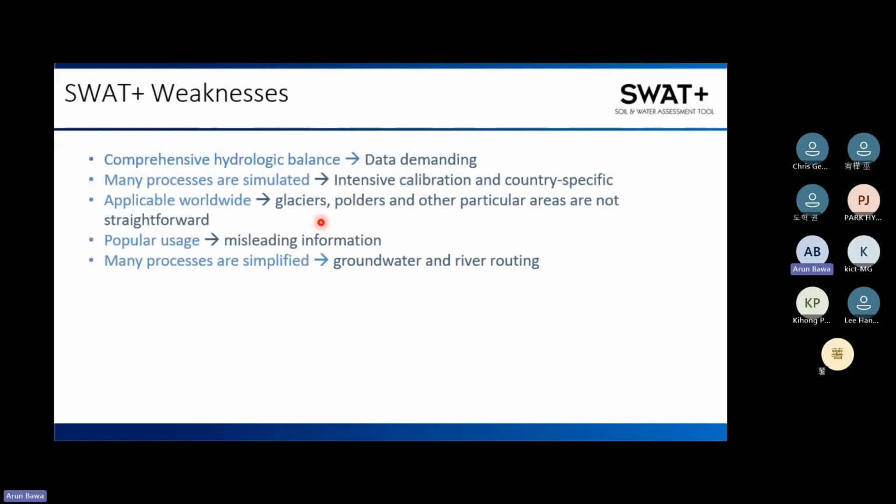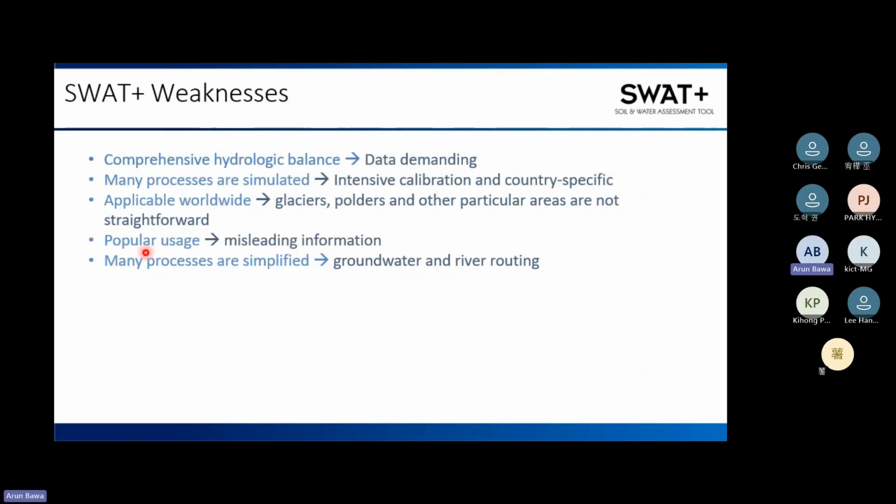Many of the processes we have already incorporated in the SWAT model, but some of the processes are not that simple. Like if you want to simulate the glaciers or others, those are very complicated methods. They are there, but if you need them, you have to get more in depth into the SWAT model. So that is one of the weaknesses. They are not that user friendly as of now.